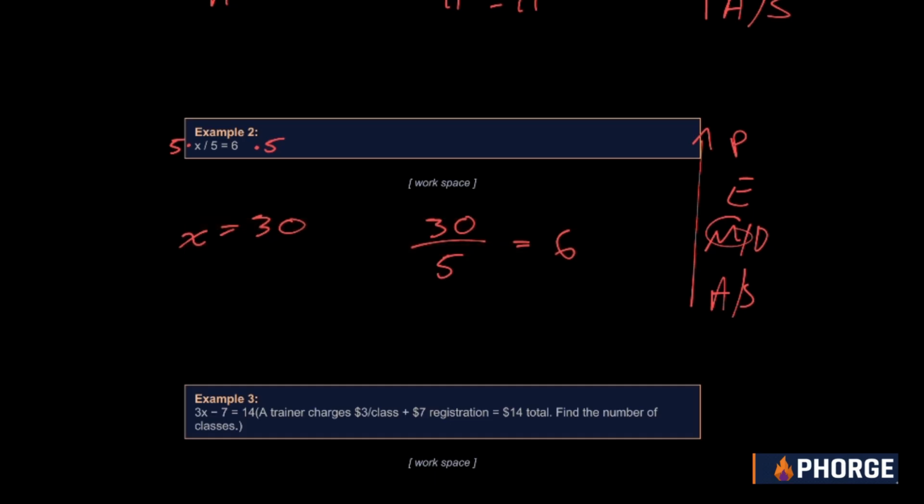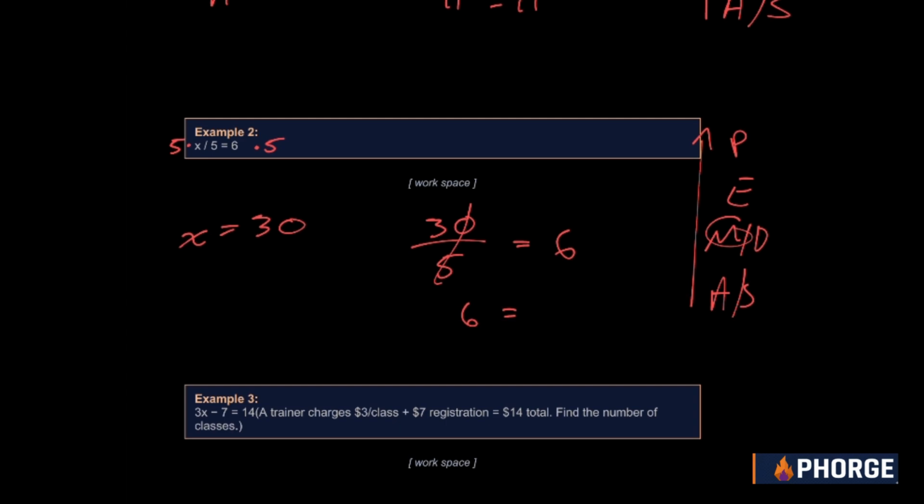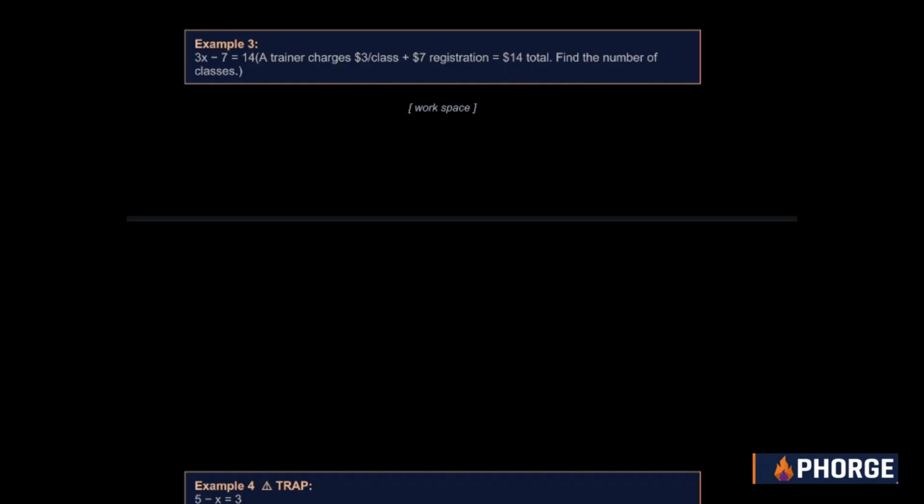What's 30 divided by 6? Excuse me, 30 divided by 5. That's going to simplify down to 6, equal to the right side. Boom. 6 is equal to 6. Good to go. All right.